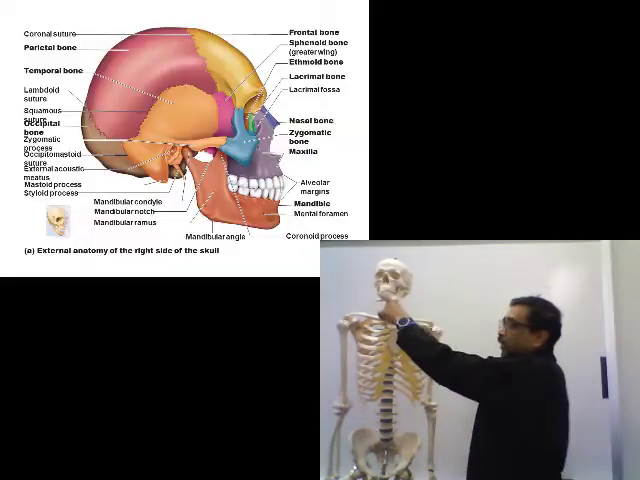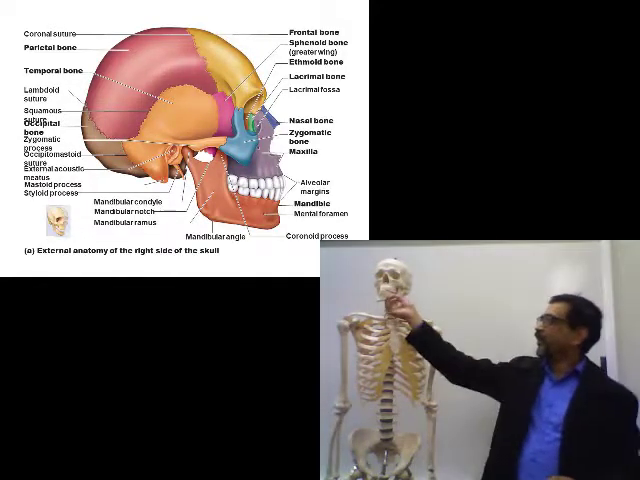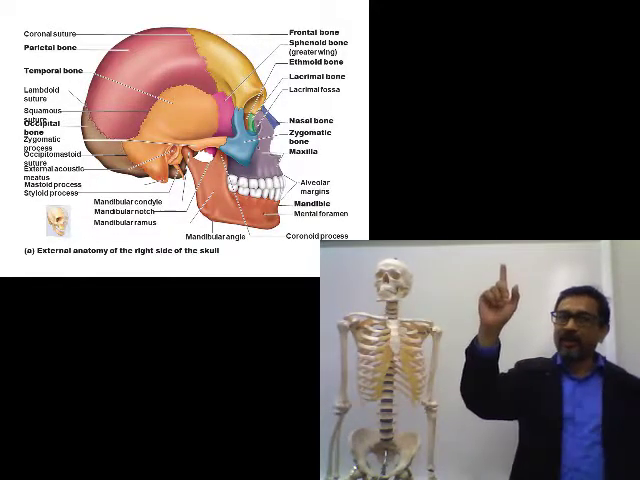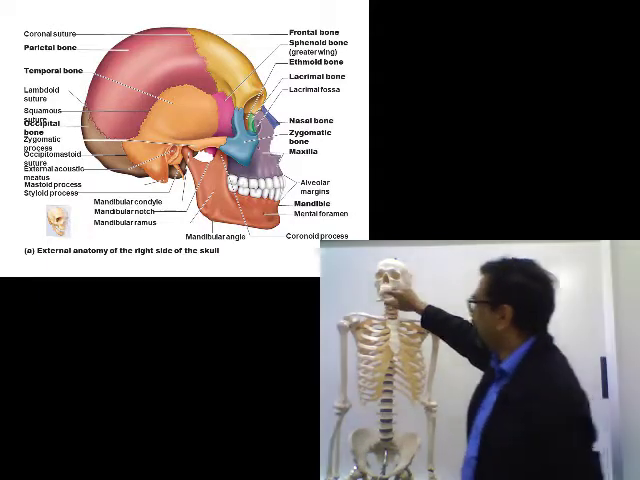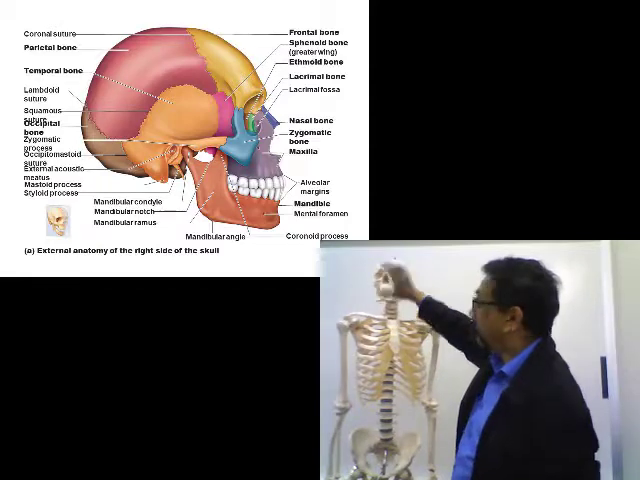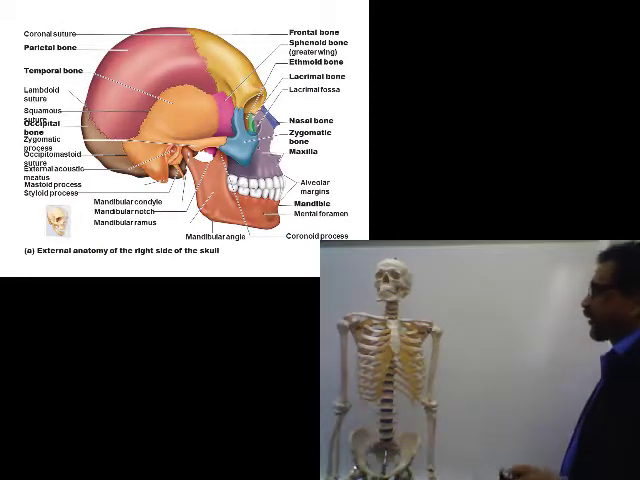Then you have the lower jaw bone, that is the mandible. Mandible is the only bone that moves, okay. So this is the only bone in your skull that moves. Other bones are fixed.